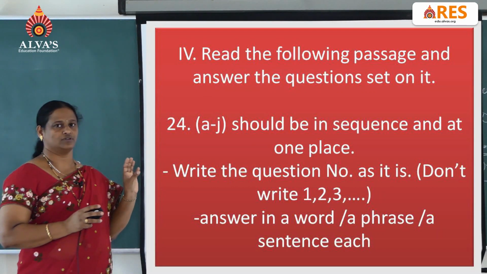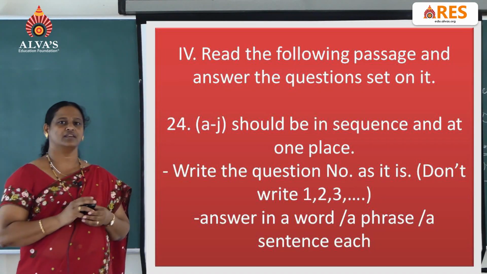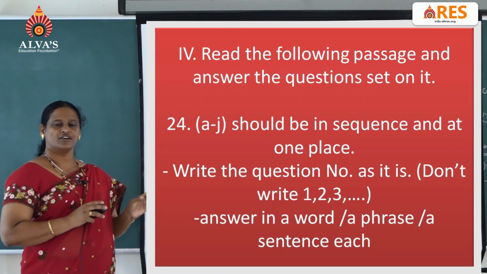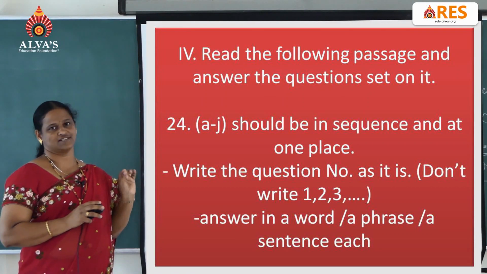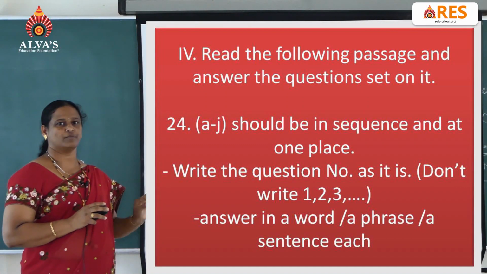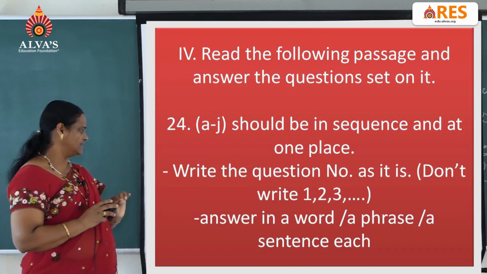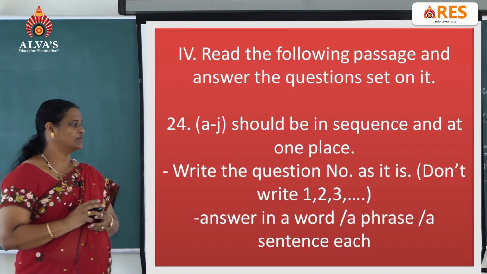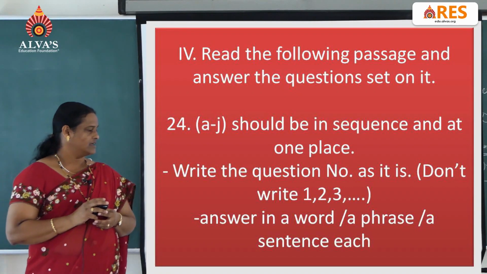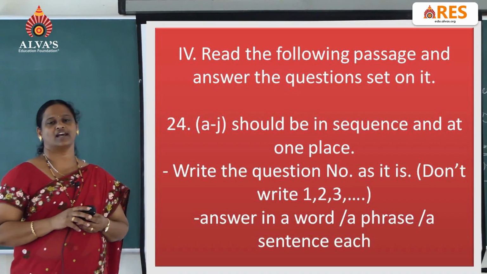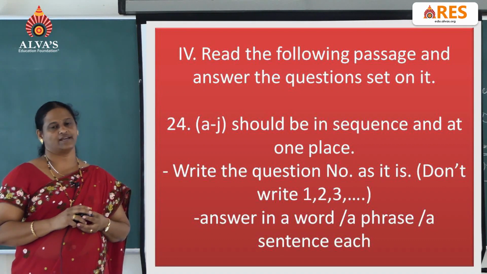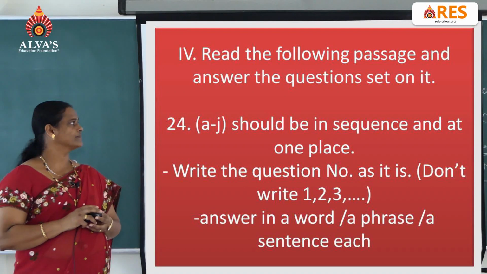You cannot write some 3 of the answers on one page and the remaining on the last page. And not only that, you don't have any right to change the question number which is given. A to J is given, you cannot give your own number by writing 1, 2, 3 there. Then the answer should be in a word or a phrase or a sentence. Then you can leave one line gap after each answer. And since it's a comprehension passage section, we'll skip that.